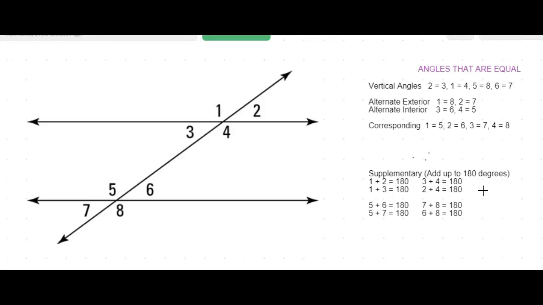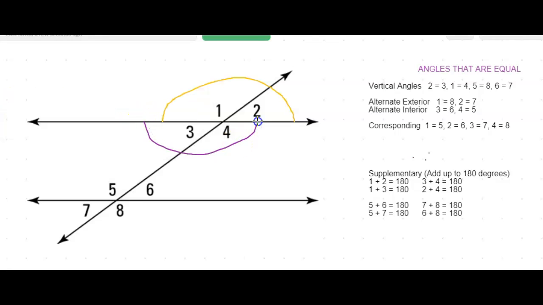Supplementary is different because supplementary angles are not equal to each other unless both of them are right angles, unless it's 90 and 90 equals 180. Because supplementary, by definition, means that the two angles or the set of angles add up to 180 degrees, which is half of a circle. So I ask my students to visualize a 180, right? The kids know that a 360 is a full circle, so a 180 is a half circle. So anywhere they can see a half circle, that is a 180.